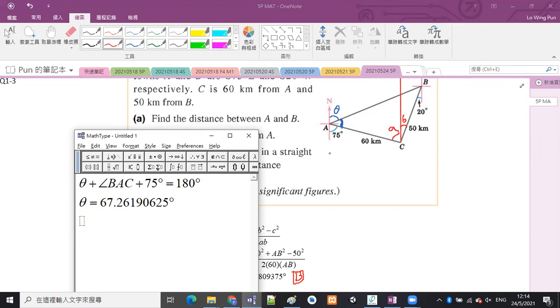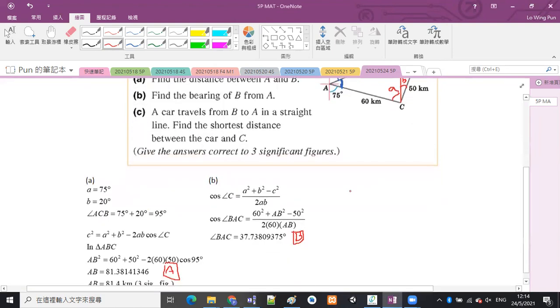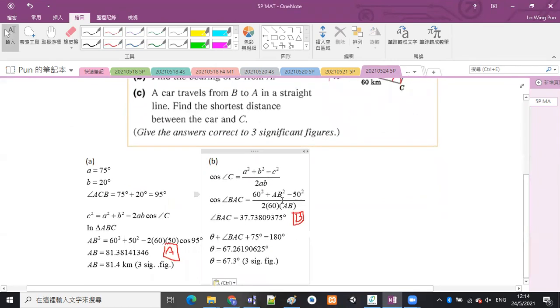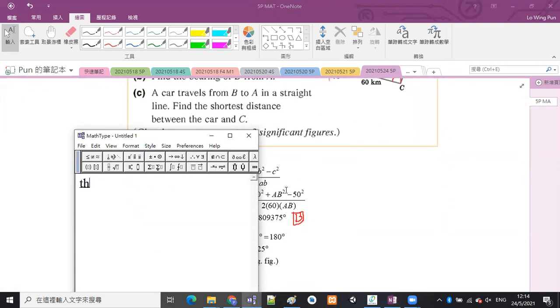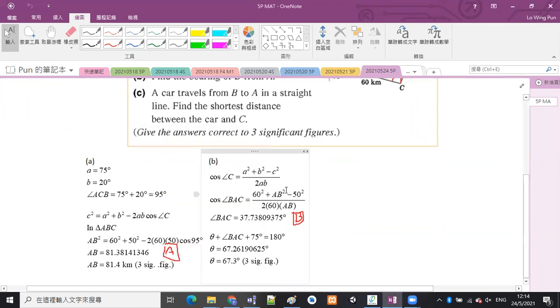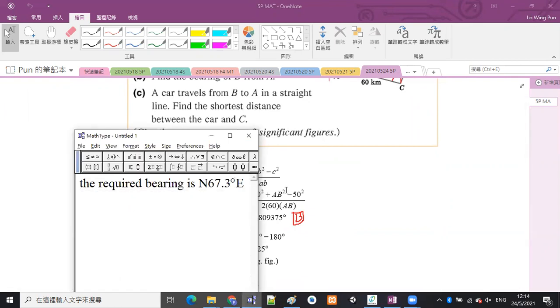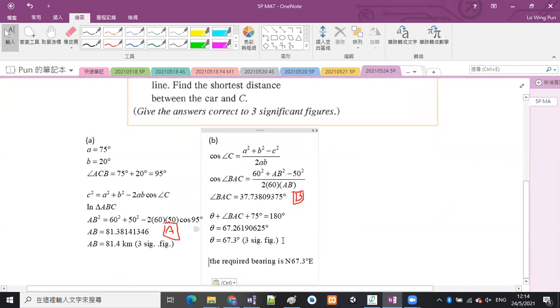So I need to correct this to 3 significant figures. So theta should be 67.3 degrees. Okay, 3 significant figures. So the answer, your theta should be north theta east. So the answer will be the required bearing. The required bearing is north 67.3 degrees east. That is the answer of part B. Can you follow?